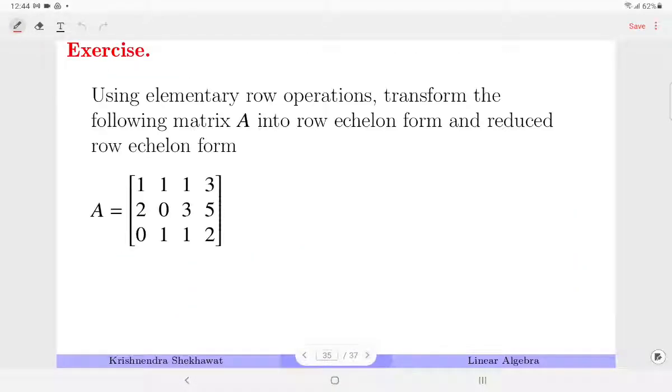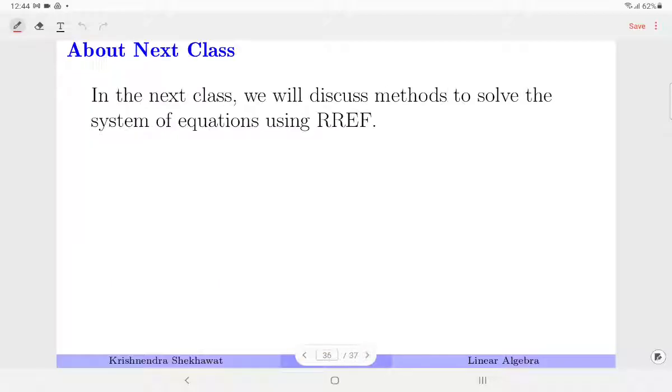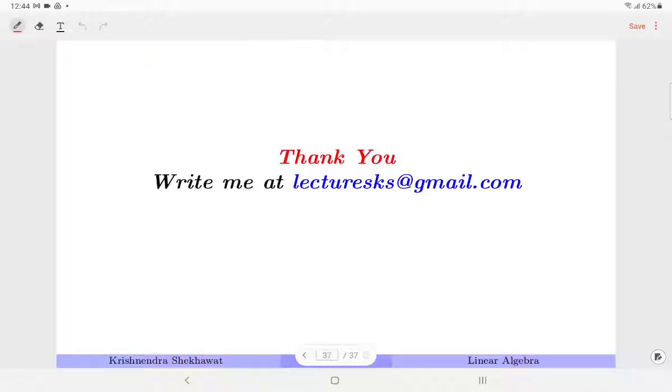So you can try an exercise by yourself. This is the exercise. And now in the next class, we will see how we can use RREF to solve a system of equations. Thank you for attending the lecture.